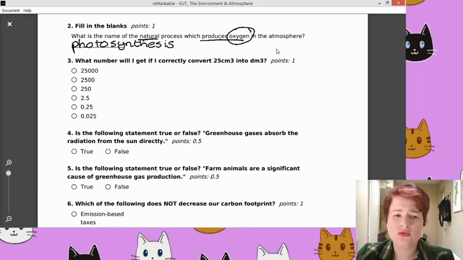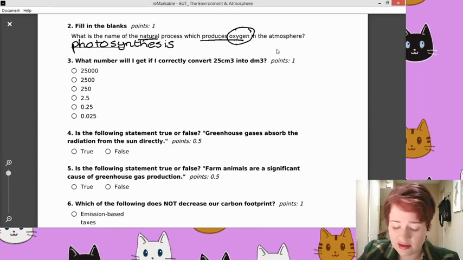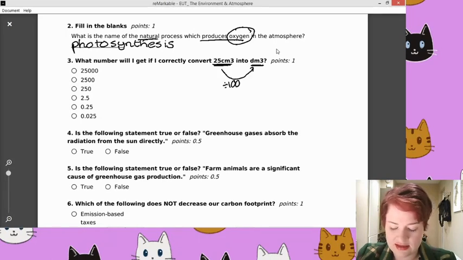Question three, what number will I get if I correctly convert centimeter cubed, so 25 centimeter cubed, into decimeter cubed? To get from centimeter cubed to decimeter cubed is divide by 1,000. Now, we don't often introduce that concept as early as we have right now. Usually, we save it for doing titration calculations, which we'll talk about another time. But I thought, well, why not? The earlier we get to practice it, the earlier you get better at it, hopefully. So, centimeter cubed to decimeter cubed is divide by 1,000.